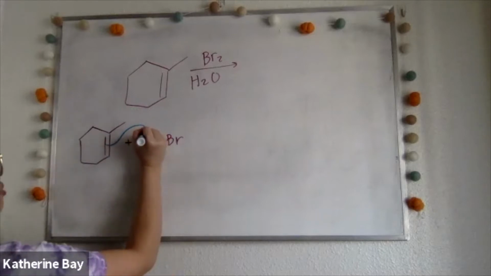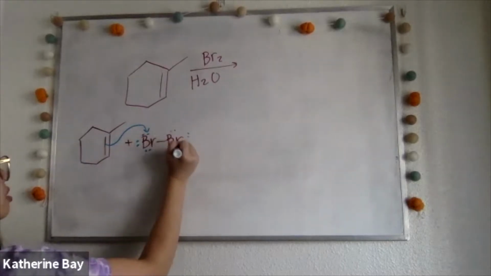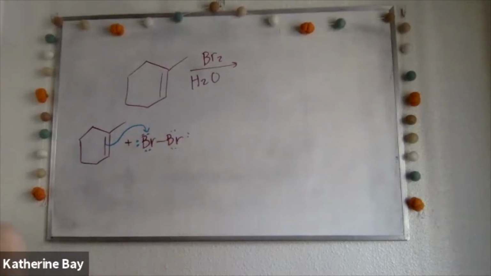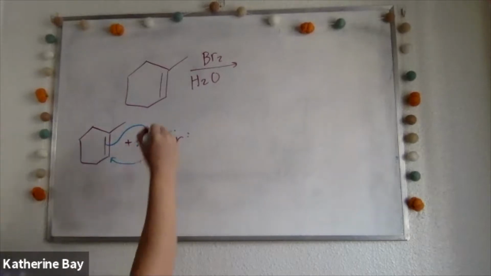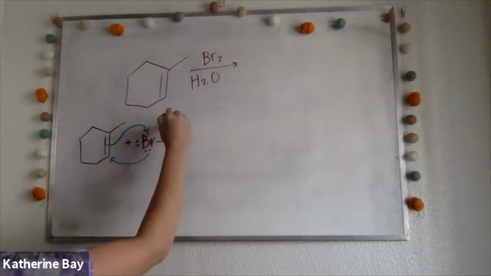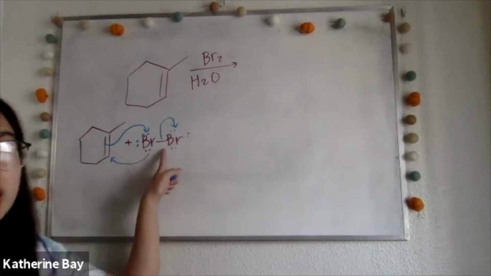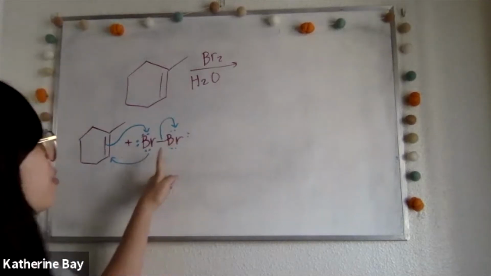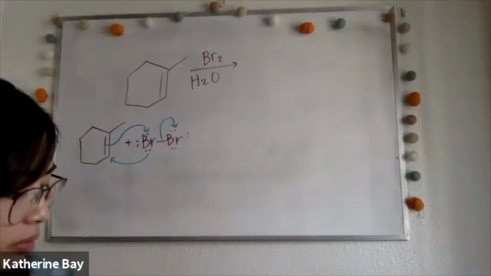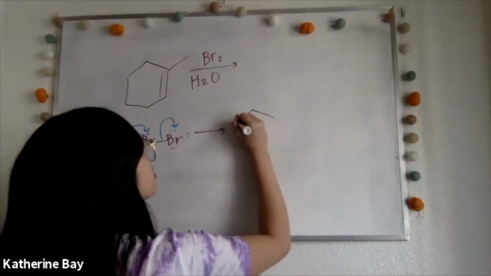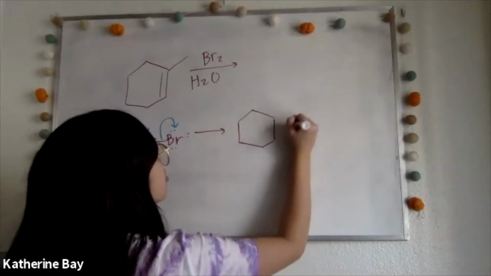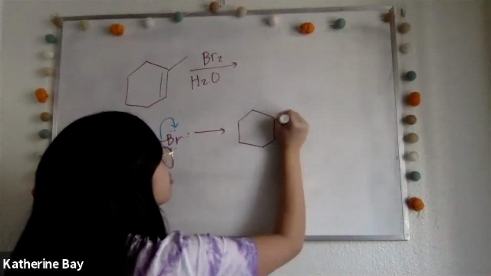If you want, you can even draw in the lone pairs on bromine if that helps you visualize what's happening more. And then the second arrow is that one of the lone pairs of bromine is going to attack one of the carbons of the alkene, and then the second bromine is going to break off, so this bond will just form a lone pair of electrons on Br. And what this forms is a bromonium ion. So it's basically a 3-membered ring with bromine at the tip of the triangle.